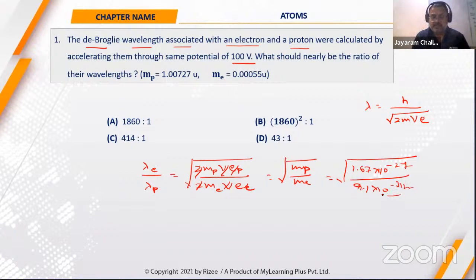So when you solve these two things, obviously you should be getting the lambda 1 by lambda 2. The de Broglie wavelength should be in this particular ratio. So please be careful of solving this one.